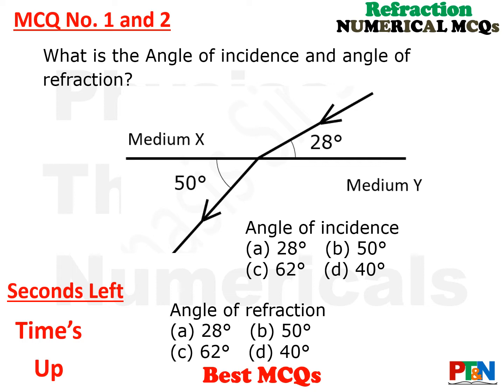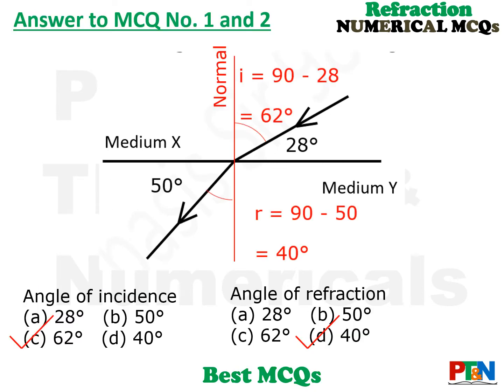Time's up, let's see the answer. The answers are: angle of incidence, option C, 62 degree; angle of refraction, option D, 40 degree. Now the angle of incidence and angle of refraction are always measured with the normal. What is the normal? The normal is the perpendicular drawn on the surface at the point of incidence. So you draw the normal, other angles have been given, and from there you can calculate the angle of incidence and angle of refraction. In this question you can be asked the refractive index also, which you can find provided you know the values of sine 62 degree and sine 40 degree. That will be sine 62 degree by sine 40 degree.